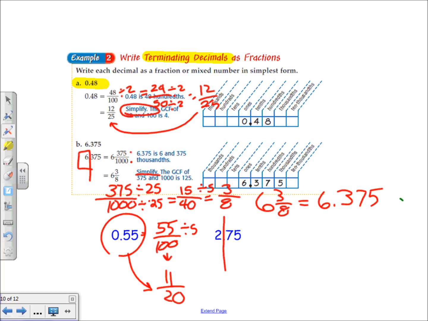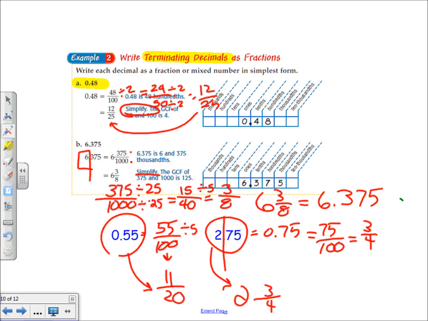2.75. Don't worry about the 2. We'll catch up with him later. Let's just worry about the 0.75. That is a fraction like this, 75 over 100. So 2.75 simplifies to 2 and 3/4.